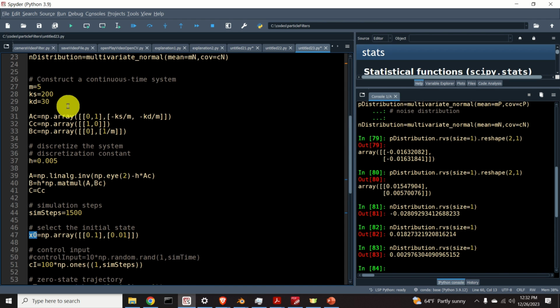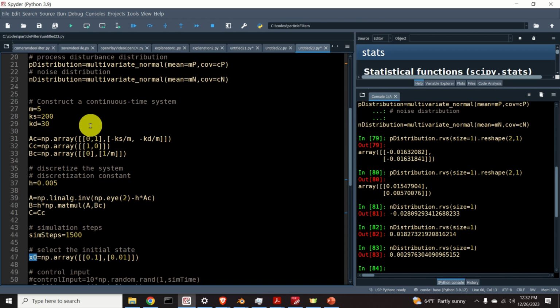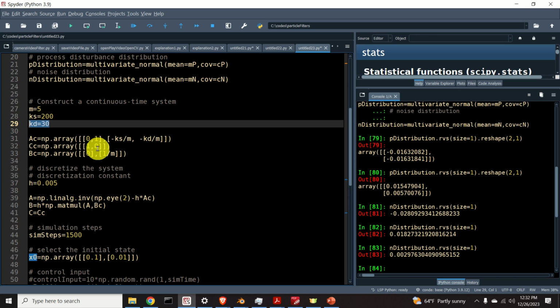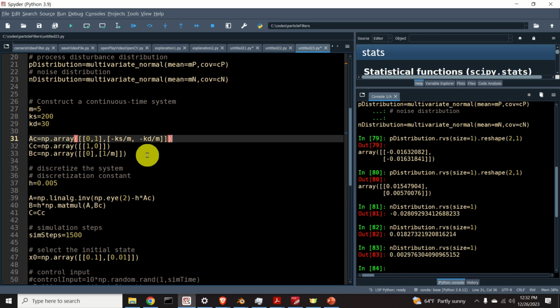First of all, we need to select the parameters of our continuous time system. Here's the mass, here's the spring constant, and here's the damping constant. Then, over here, I define the continuous time state space matrices. This is my A matrix, this is my C matrix, and this is my B matrix.